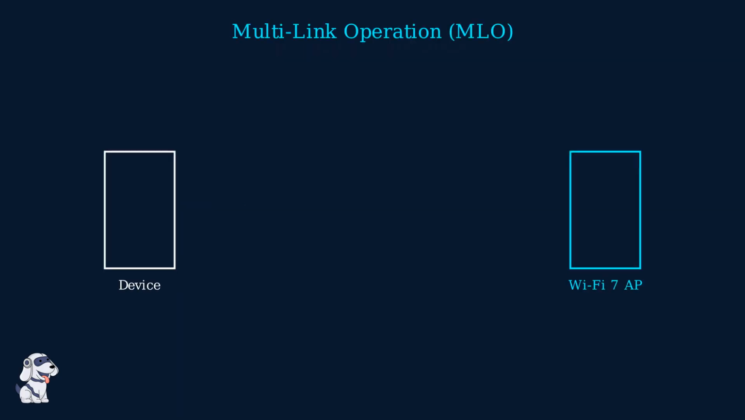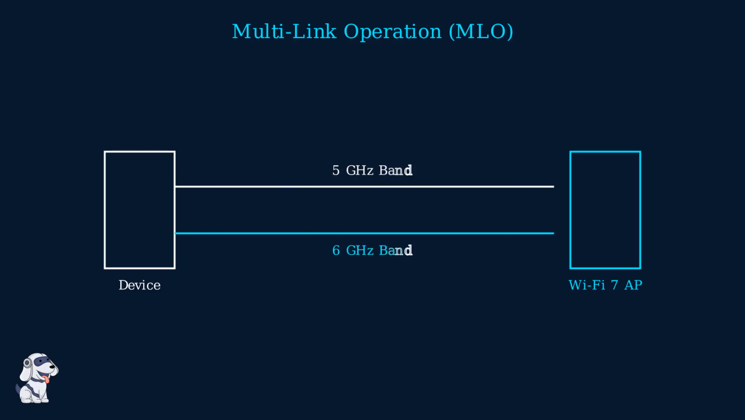Multi-link operation, or MLO, is the defining breakthrough of Wi-Fi 7. It enables a device to connect to the 5 GHz and 6 GHz bands simultaneously. This creates a redundant connection, ensuring that if one band encounters interference, data flows seamlessly through the other. MLO effectively prevents data drops, making wireless connections as reliable as a physical cable.